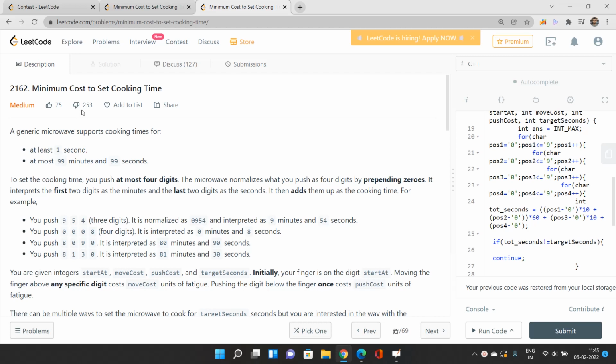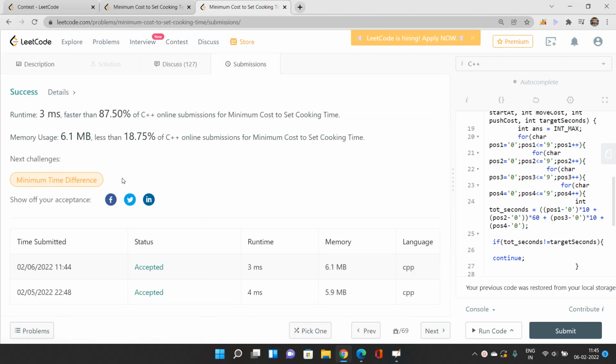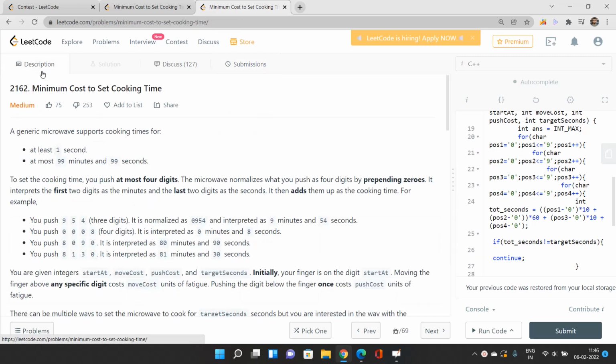But this problem is really frustrating because you need to consider the corner cases. It would take time to implement unless you are good at implementation. If you look at my submissions, I did it yesterday night in one shot, so it was directly accepted. Okay, so let's begin.